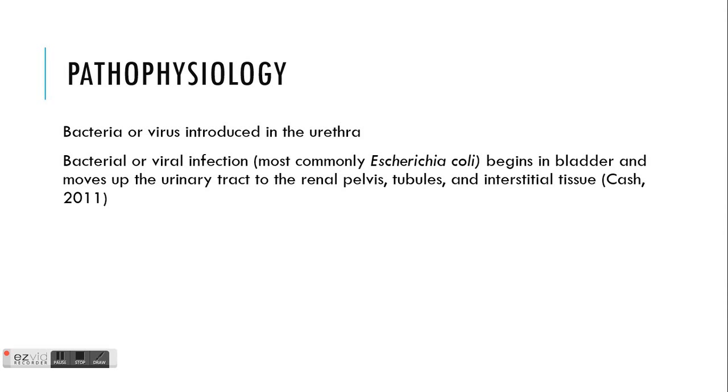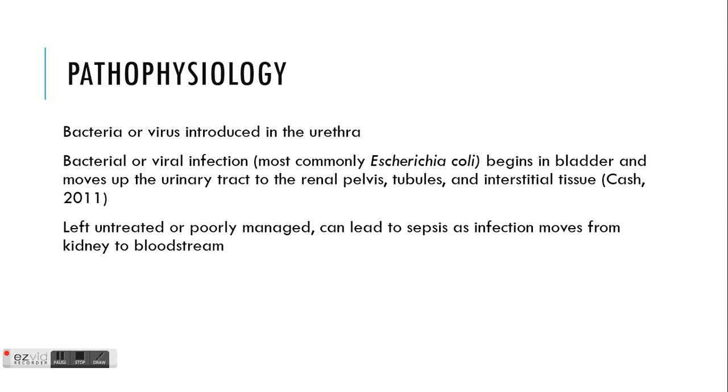Then this bacterial or viral infection begins in the bladder, and then it moves slowly up the urinary tract into the renal pelvis, the tubules, and the interstitial tissue. Our most common cause of pyelonephritis is Escherichia coli, so this bacterial infection is what we see most with pyelonephritis. Left untreated or poorly managed, this can actually lead to sepsis as infection moves from the kidney to the bloodstream. And of course, sepsis is a very serious disease process, so we need to monitor our patients closely when they have pyelonephritis and urinary tract infections.